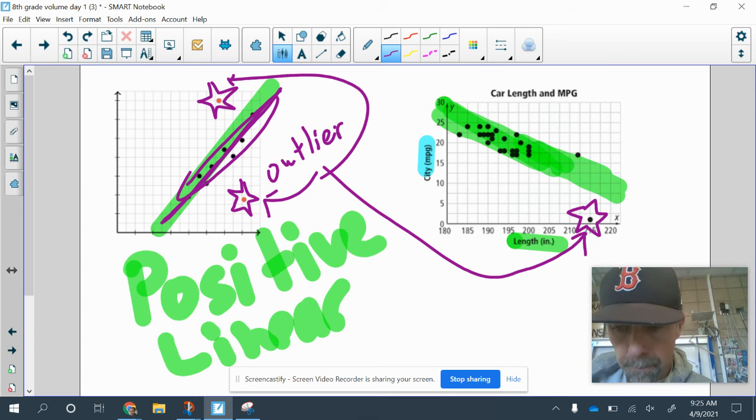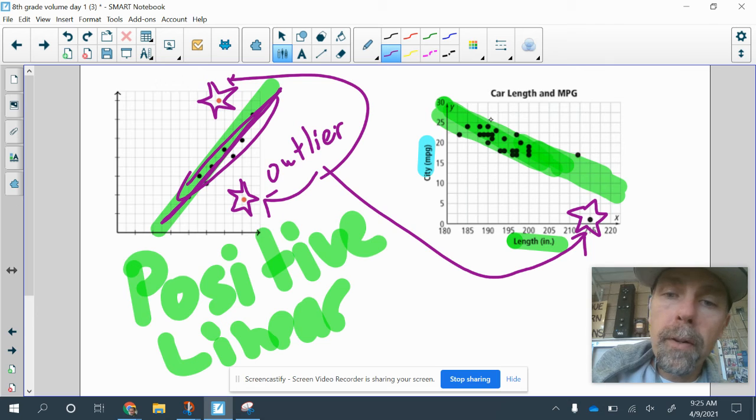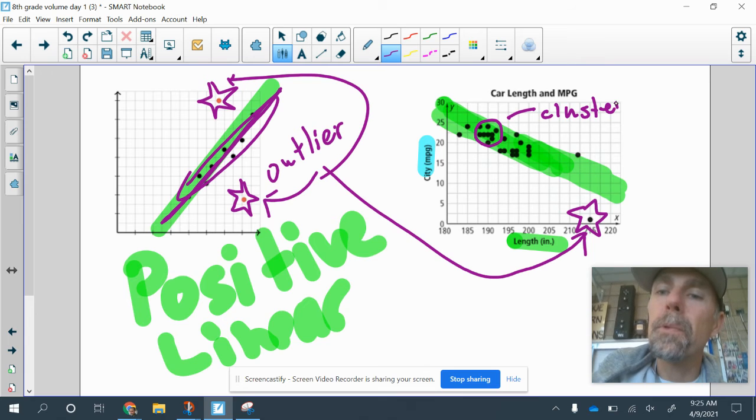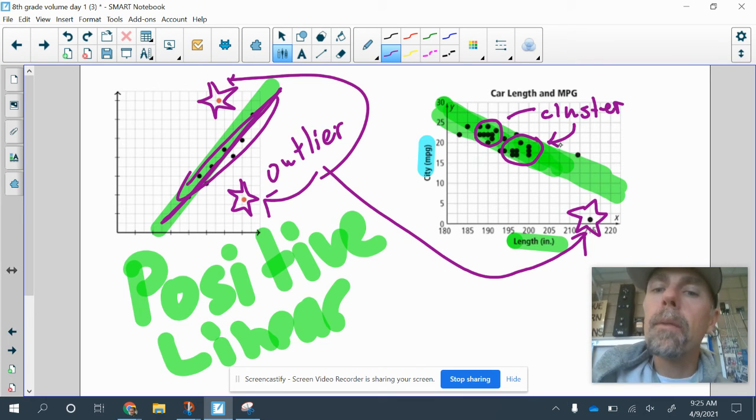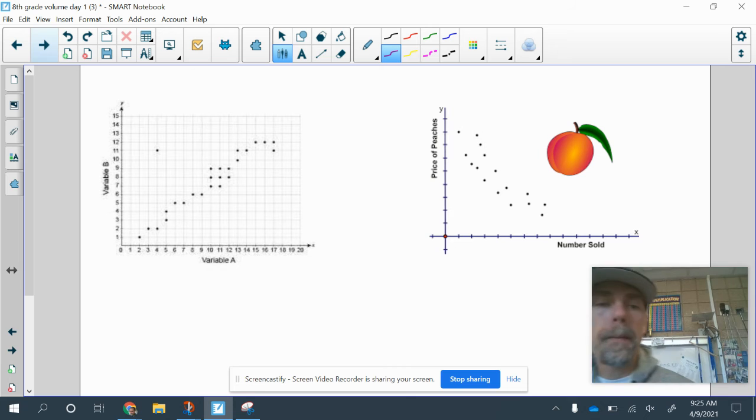All right? We're doing pretty good. Also, one more word. This would be considered a cluster. That's pretty simple, isn't it? It's a bunch of dots clustered together. Probably two clusters. One cluster, two clusters. All right?